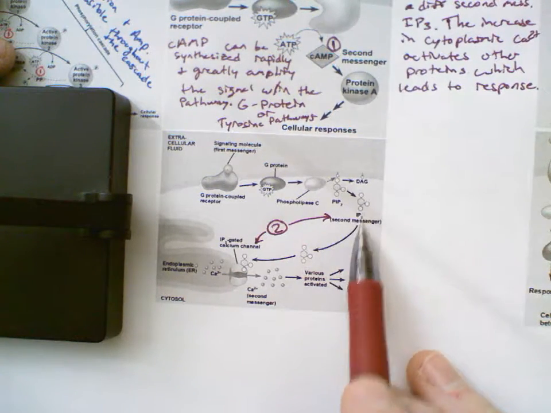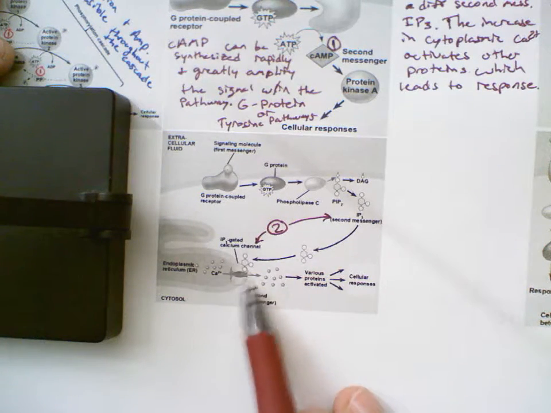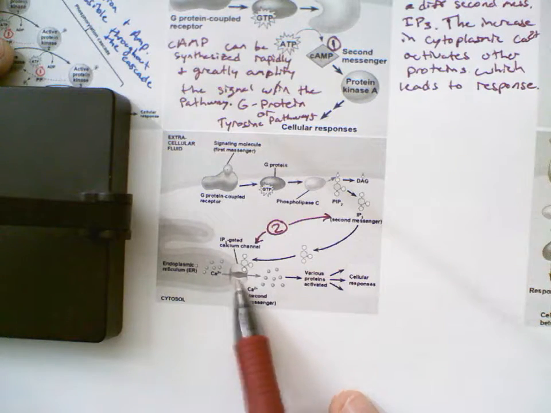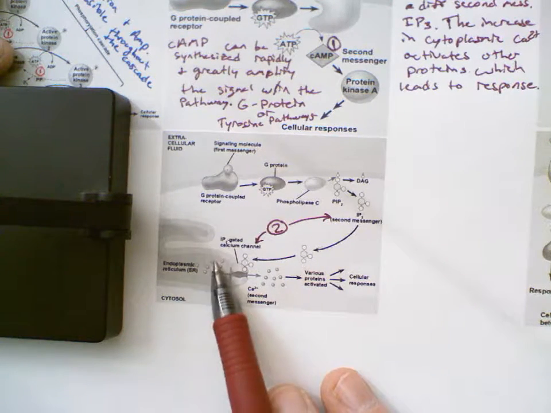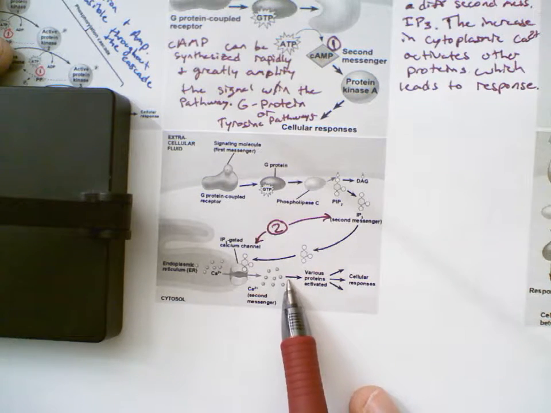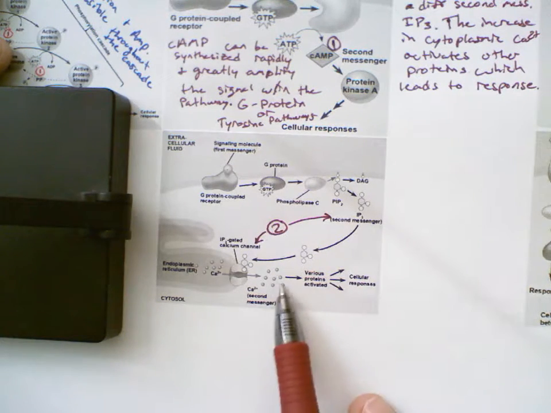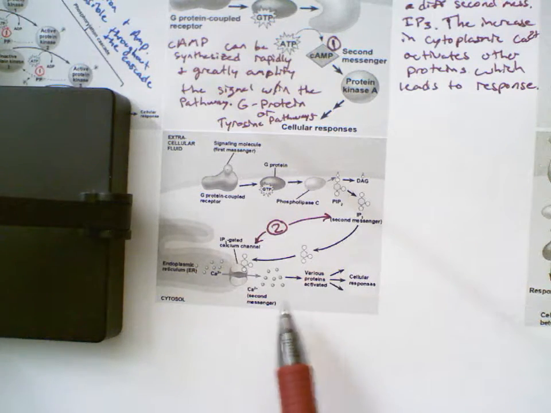The IP3 is then going to latch into an ion channel here. So this would be an example of one of these gated ion channels. And it is going to cause a shape change in the ion channel, which opens it up. Calcium will flood into the cytoplasm. So now there's going to be an increase in cytoplasmic calcium. And this calcium can now go on and generate a bunch of cellular responses.